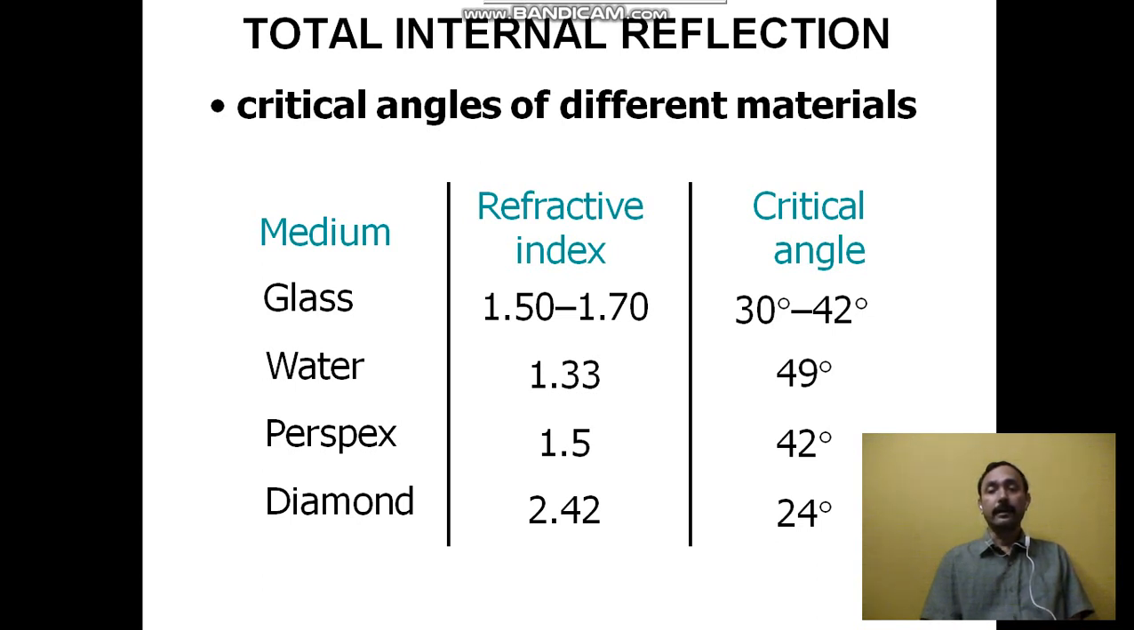That means the rarer medium is air. Perspex has a refractive index of 1.5 and a critical angle of 42 degrees. Diamond has a refractive index of 2.42 and a critical angle of 24 degrees with respect to air. All are with respect to air, which means the rarer medium is air and the denser media are glass, water, perspex, diamond, and so on.